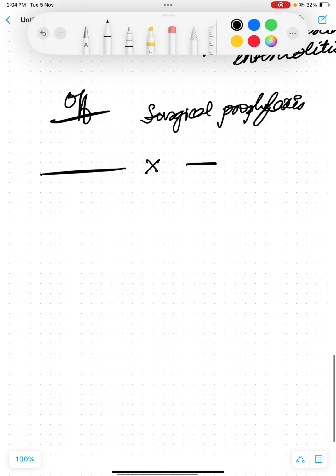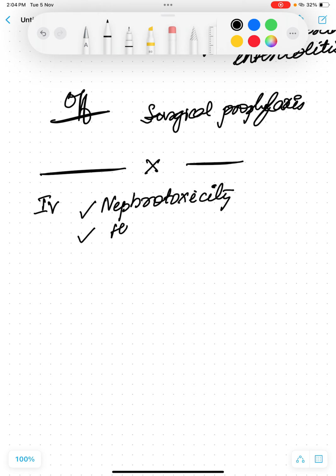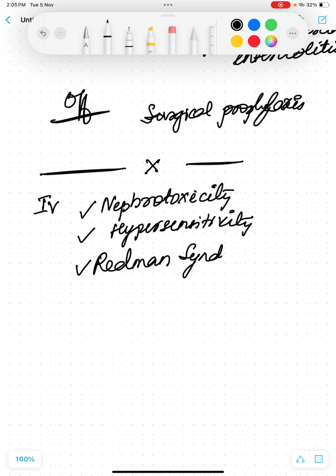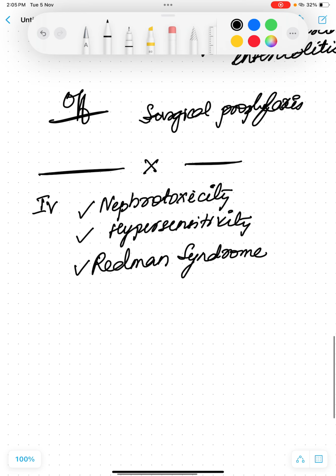First, let's talk about the adverse effects associated with IV vancomycin. One, because of the renal clearance, it can cause nephrotoxicity in patients with compromised renal function. Then it causes hypersensitivity in susceptible individuals. Then there is something known as red man syndrome, also known as vancomycin flushing syndrome. Patients with red man syndrome usually present with pruritus, rash involving the face, neck and upper extremities, and flushing.